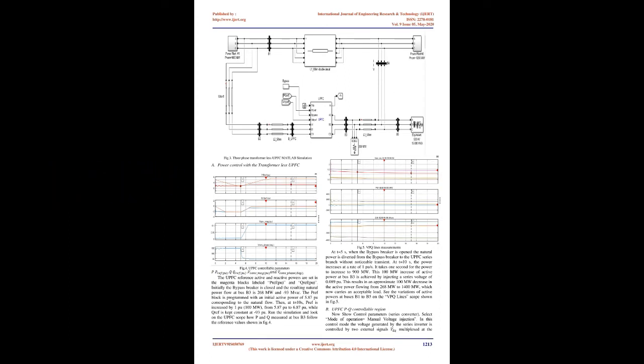The series converter can inject a maximum of 10% of nominal line to ground voltage, 28.87 kV, in series with line L2. The blue numbers on the diagram show the power flow with the UPFC in service and controlling the B3 active and reactive powers respectively at 300 MW and -93 MVAR.